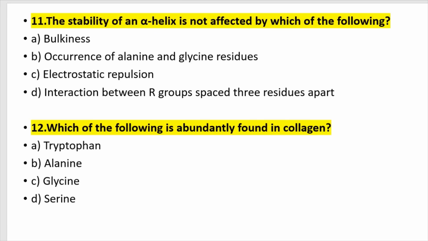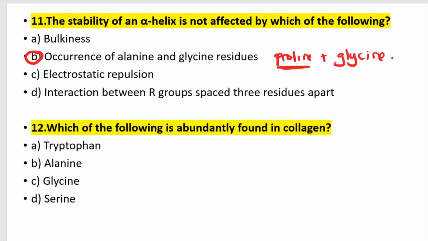in proteins. Okay. Number 11. The stability of an alpha helix is not affected by which of the following? A. Bulkiness. B. Occurrence of alanine and glycine molecules. So this is the answer here. The occurrence of alanine and glycine molecules does not affect the alpha helix, but the occurrence of proline does. So if there is proline and there is glycine, then the structure of the alpha helix is affected. In fact, when you reach proline, that's when the alpha helix terminates.